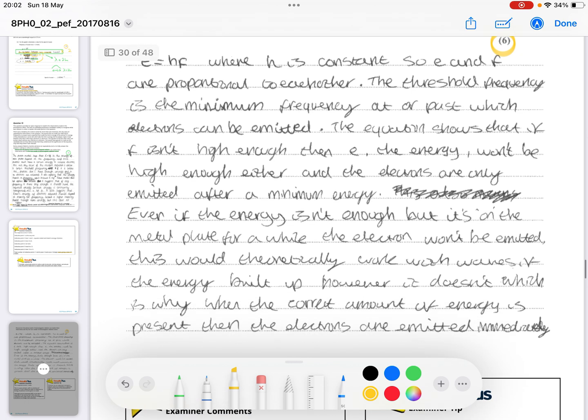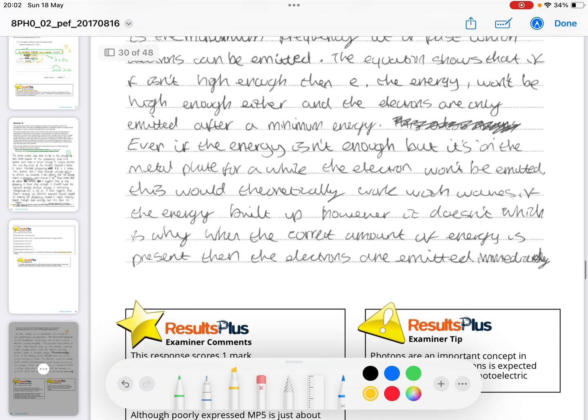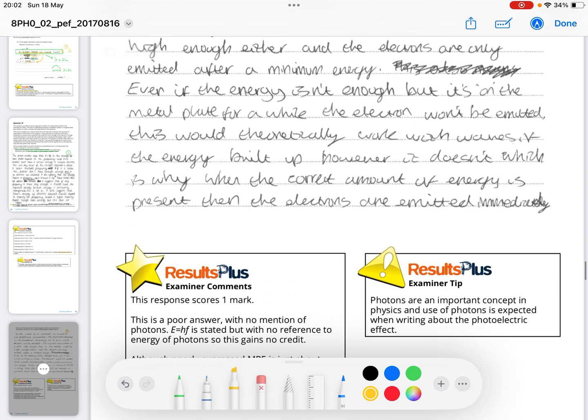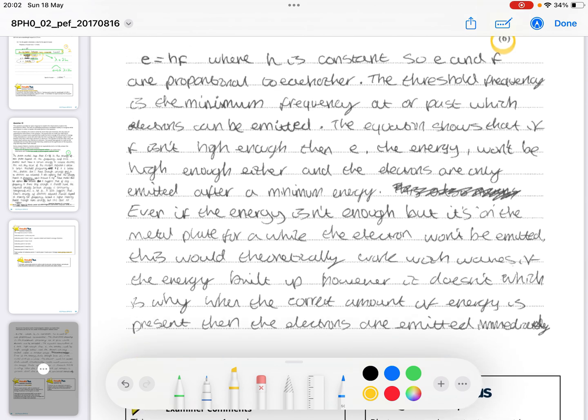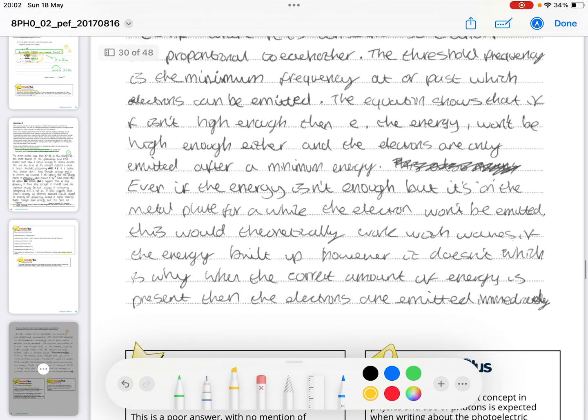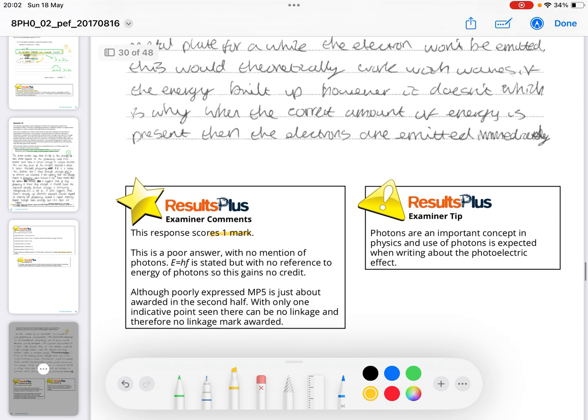So this is another student's attempt. And this one only got 1 mark. So compare this to what you've written. See why they only got 1 mark. It's a really useful way of improving your own understanding. So for example, the student hasn't even mentioned the word photons.